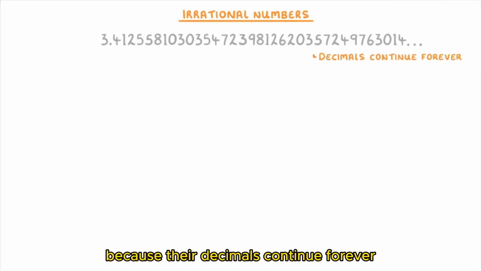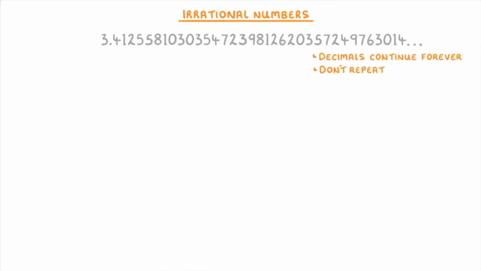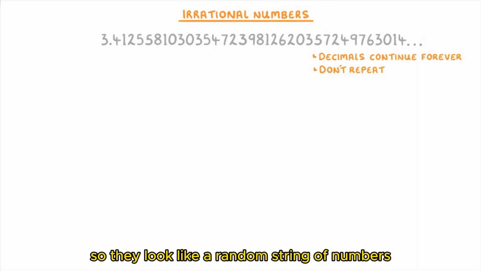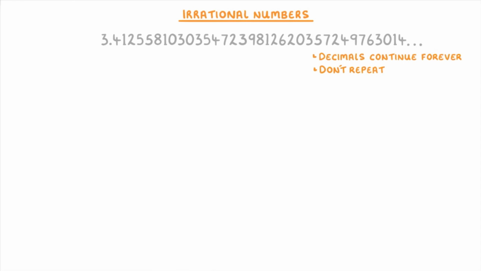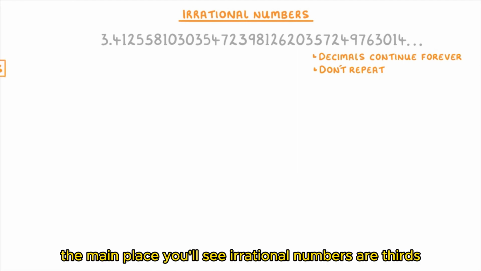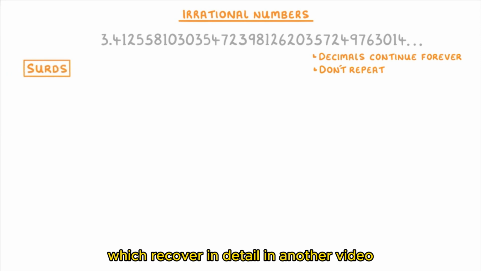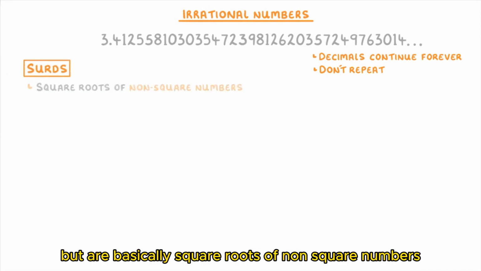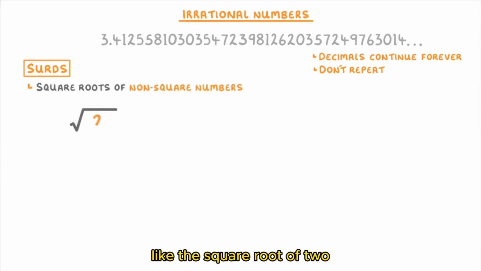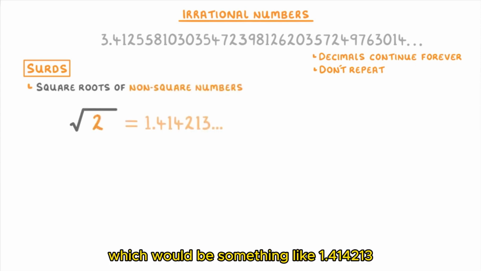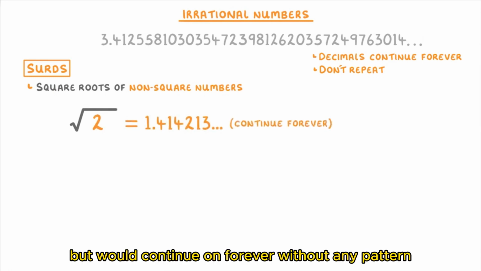Now, a last thing we need to cover are irrational numbers, which are much harder to write, because their decimals continue forever, but they don't repeat. So they look like a random string of numbers going on forever. The main place you'll see irrational numbers are surds, which we cover in detail in another video, but are basically square roots of non-square numbers, like the square root of 2, which would be something like 1.414213, but would continue on forever without any pattern.